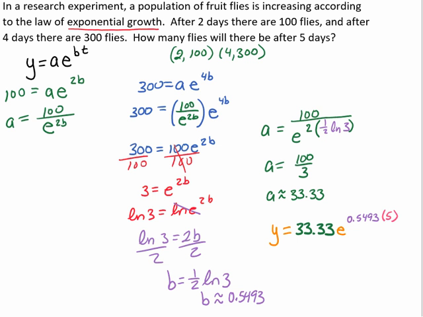So we can plug those into our equation now, because we know that y equals a times e raised to the bt. And our a was 33.3, and our b was 0.5493. It asked us for how many flies there were after 5 days. So we're plugging in the number 5 into our t spot. So now when we plug this into our calculator, we're going to get approximately 520 flies. So after 5 days, there'll be about 520 flies.